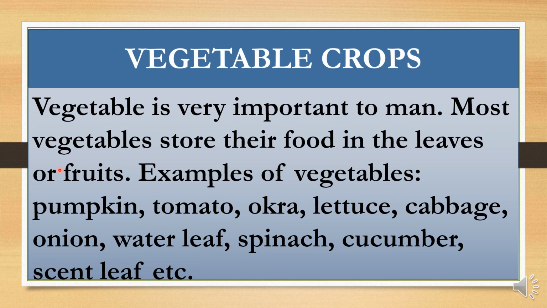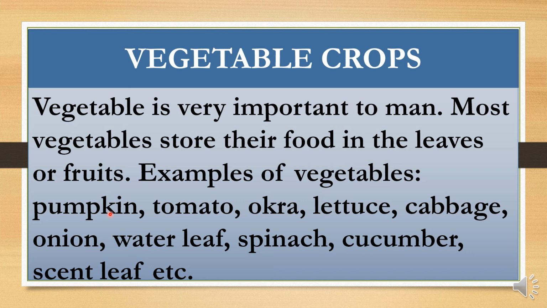Now, talking about fruit vegetables, we have the tomatoes. The tomato is a vegetable, but its food is stored in a fruit, the tomato fruit. So vegetables, most of them store their food in leaves or fruits. Alright? Now let's see examples of vegetables.